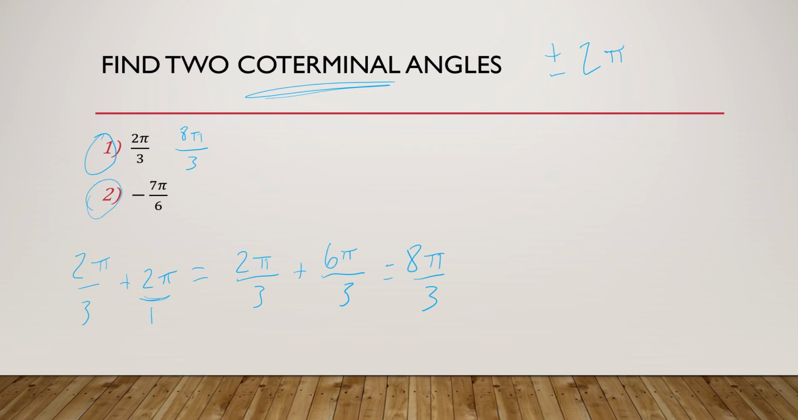Let's do one more example here, number 2. So negative 7 pi over 6. How about we find a coterminal angle that's more negative? We could do that by subtracting 2 pi. In terms of 6, 2 pi is the same thing as 12 pi over 6. So negative 7 pi minus 12 pi all over 6, that's going to be negative 19 pi over 6. So that's one possible answer for coterminal. Remember that you really have an infinite amount of angles when you're finding coterminal.